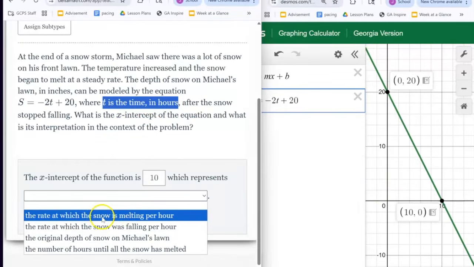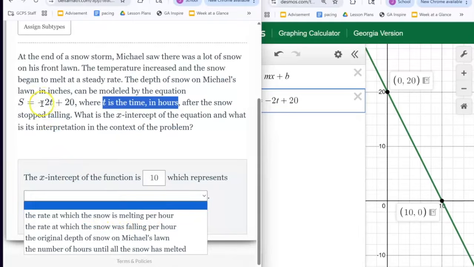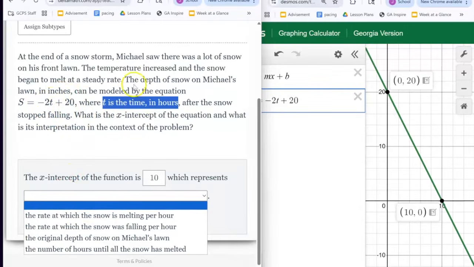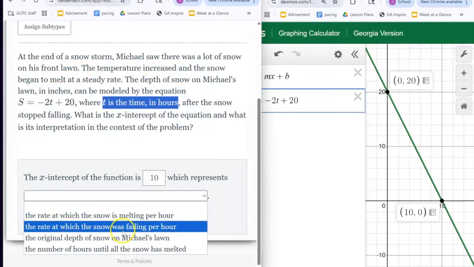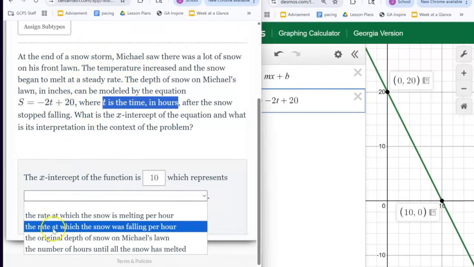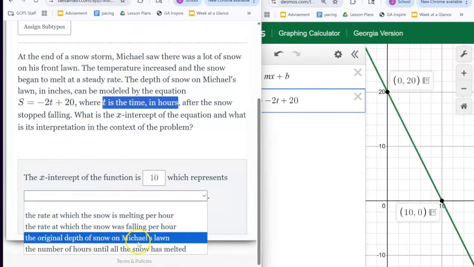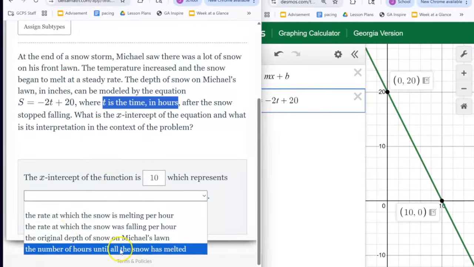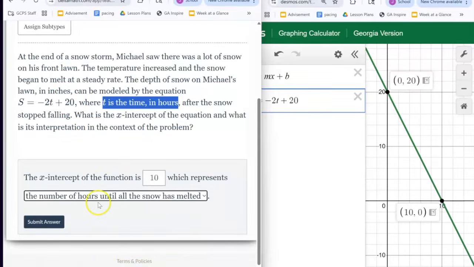The rate at which the snow is melting per hour, no, that is the slope. It's melting at -2 inches. I think it's inches. I don't even know. Yep, inches per hour. The rate at which the snow was falling per hour, no, it's not even telling us anything about how it's falling. The original depth of snow, remember that's my initial, so that's my 20. And then the number of hours until all the snow has melted. That's what I'm looking for. So again, if you're looking for the x-intercept and they tell you the x-intercept is time, you're looking for something with time.